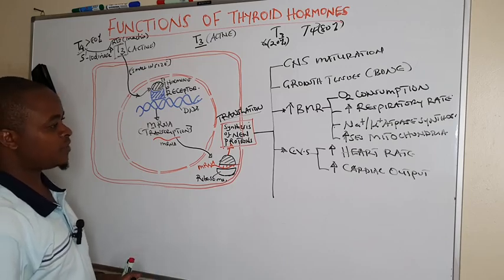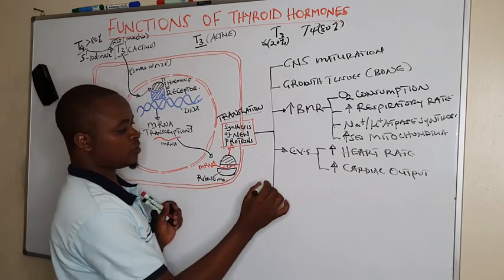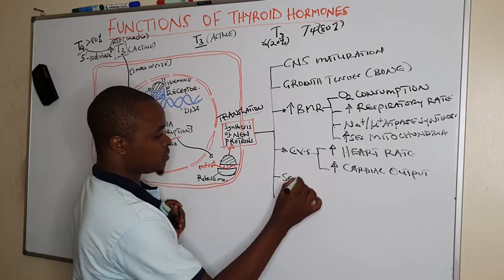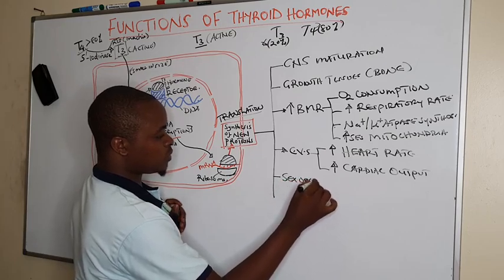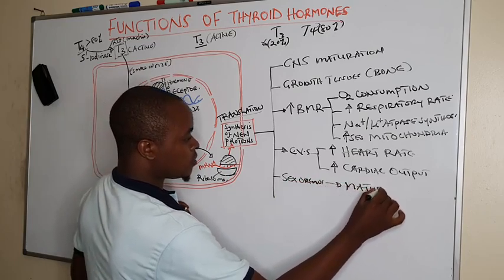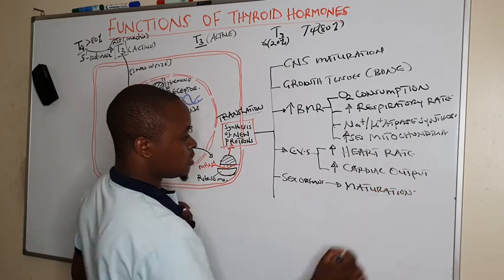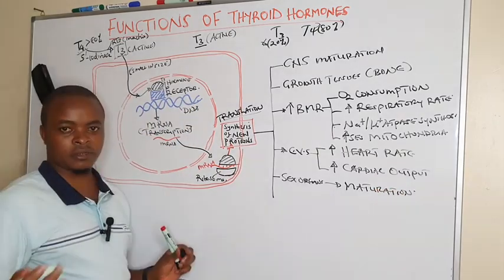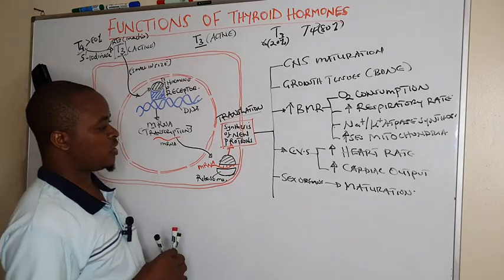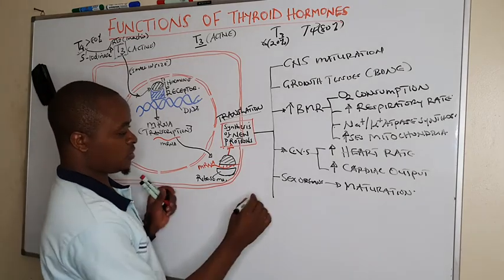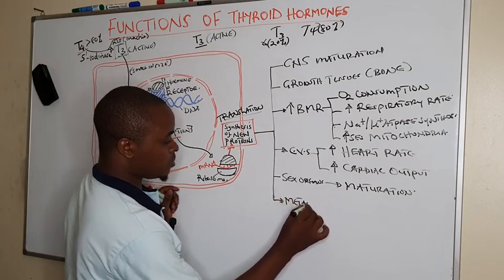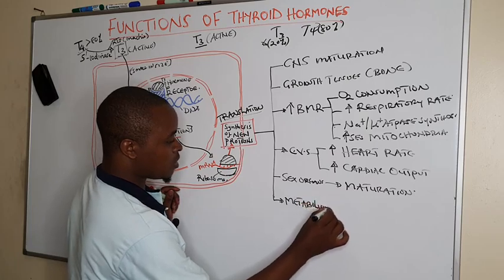Then other effects: it can have an effect on sex organs, whereby it is also responsible for maturation of gonads. In sexual maturation, T3 and T4 also play a big role. Then another function we are going to see is that they do a lot on body metabolism. They increase body metabolism. How?